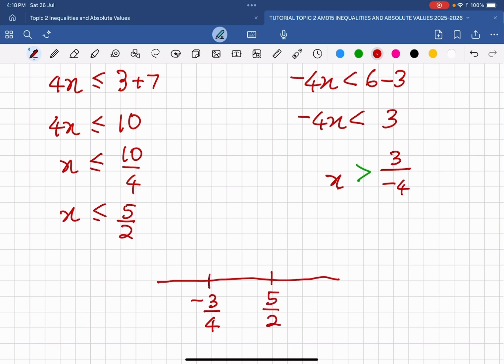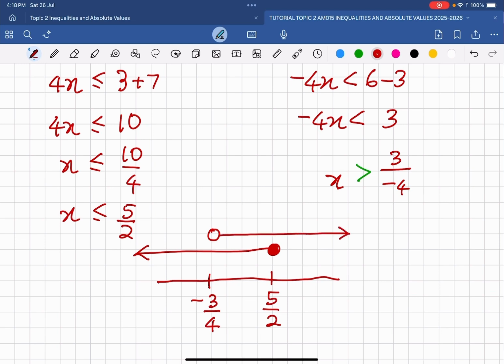All right, so now let's draw some number lines. For x less than or equal to 5 over 2, we're going to put a closed circle and a left side arrow, and on top of negative 3 over 4 is an open circle and a right hand side arrow.